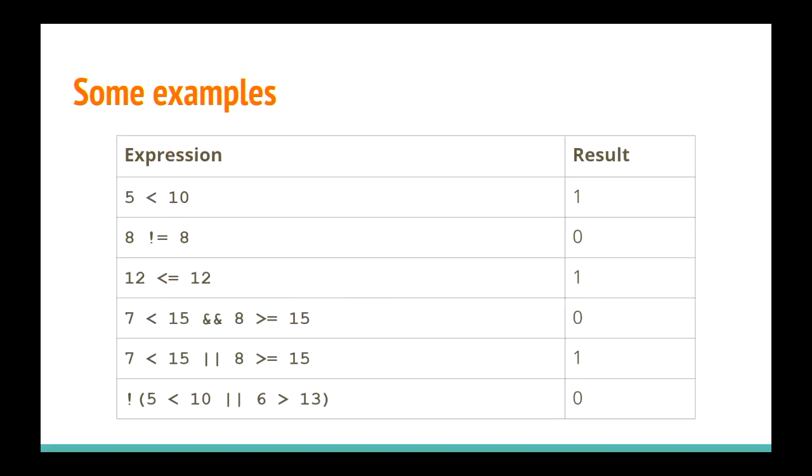And then we've got a really complicated one here, which has an or of two of them. 5 is less than 10, 6 is greater than 13. So 6 is greater than 13 is false. 5 is less than 10 is true, which means the or there is true because one of them was true. But then we put brackets around the whole thing and put a not in front of it, which flips it. So the whole thing was true, but then we flipped it and it became false.